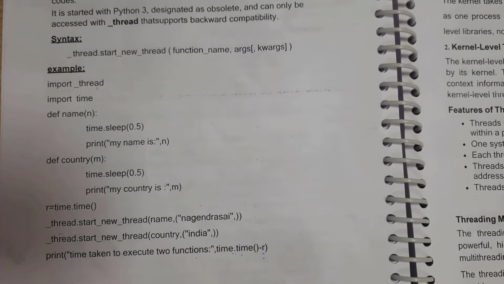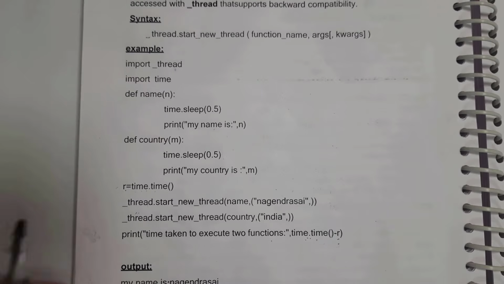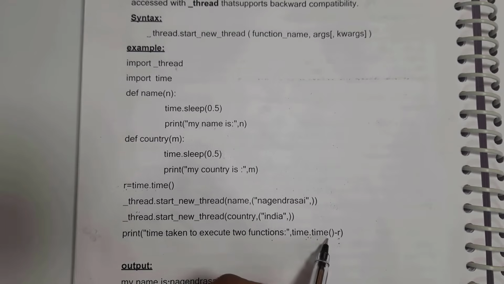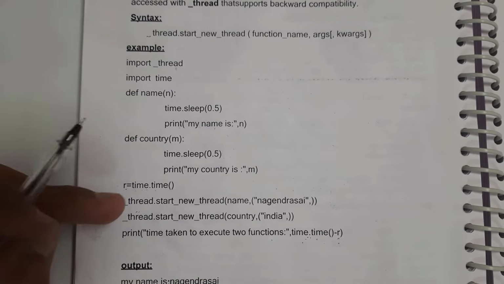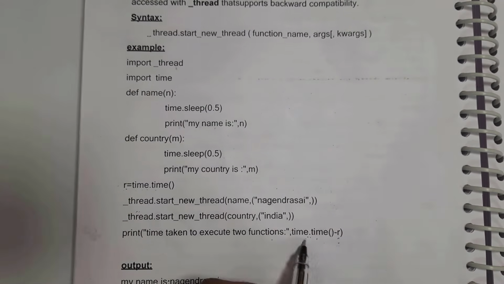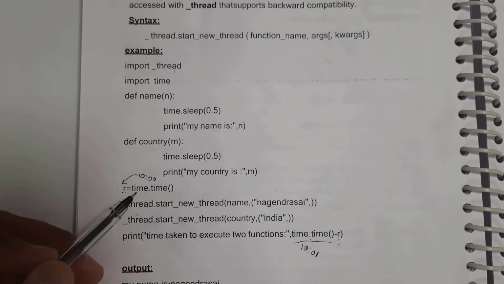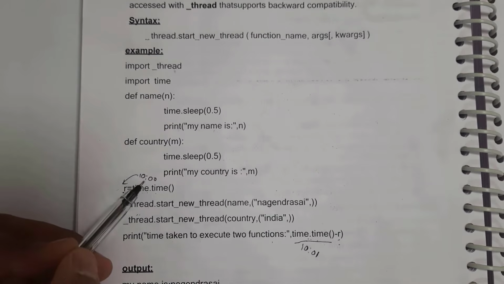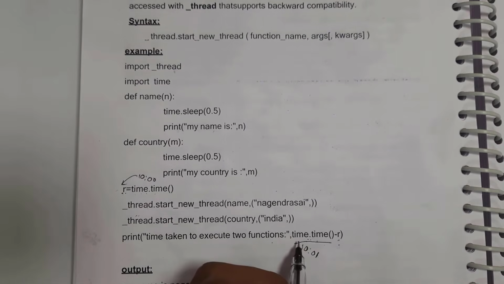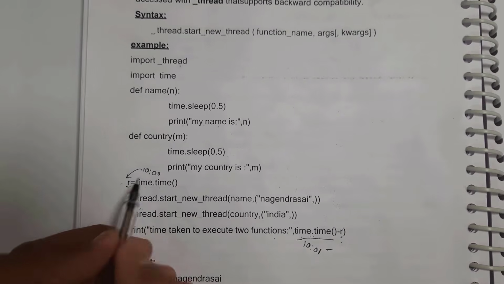For example, before executing these two functions, time is 10 am and this 10 am is stored in variable r. And at last I written here time taken to execute two functions, comma, time dot time minus r, where this time dot time will store present time. After executing these two functions, for example, time taken is 10.1 second. Actually time dot time will store present time. So before execution time is 10 am and after execution time is 10.1 second. So just write here time dot time minus r, that is r is nothing but r contains time, that is 10.